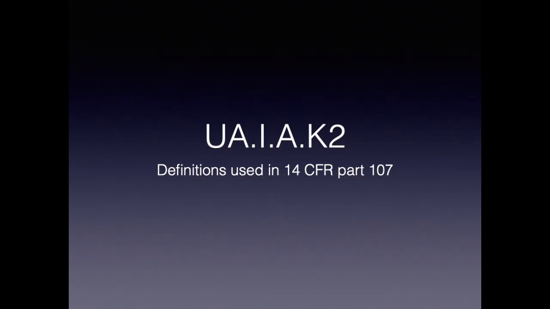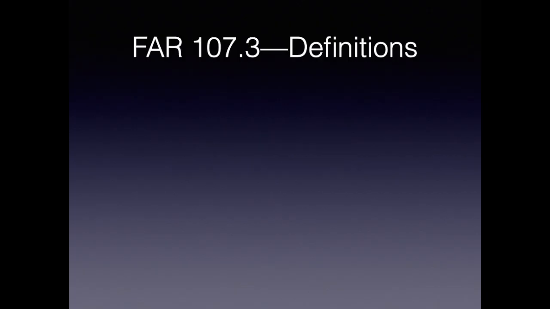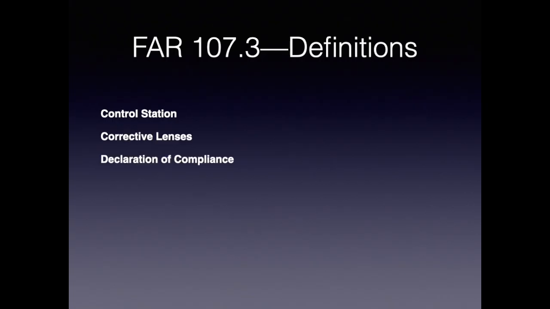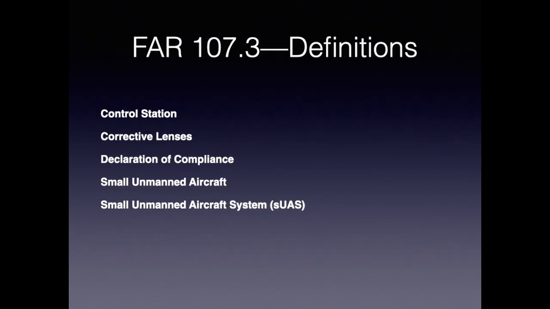It's about definitions, and these definitions are actually covered in Part 107.3. And these are the definitions that are specific to this code, and there's a handful of them that are specifically listed that you need to know. One of them is the control station, then corrective lenses, then declaration of compliance, then small unmanned aircraft, small unmanned aircraft systems, unmanned aircraft, visual observer. All right, those specifically are the definitions that are part of that particular code and that you need to know for the test. So let's go through these one by one.